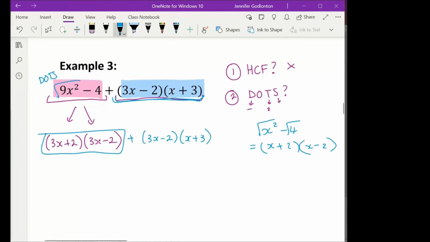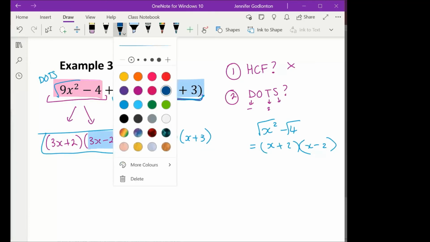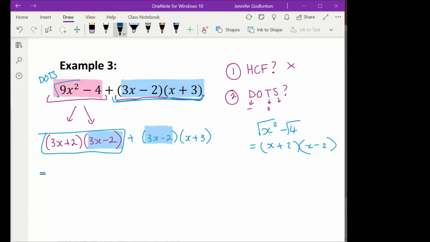Okay. From here, we just have to think, well, now what do we have? Well, we've got a highest common bracket. And as soon as we have a highest common bracket, we're allowed to take it out. So we're going to take out our highest common bracket. And then we're going to say, well, what do we have left?